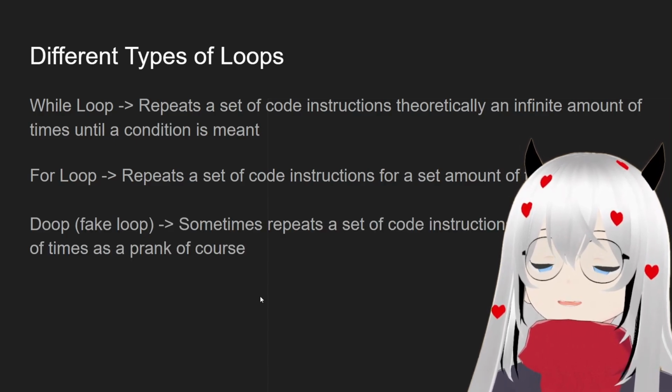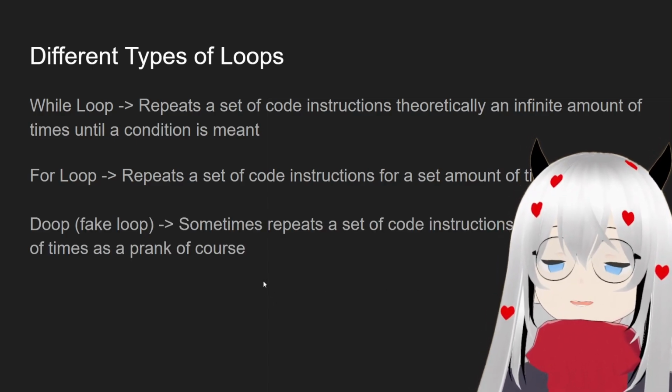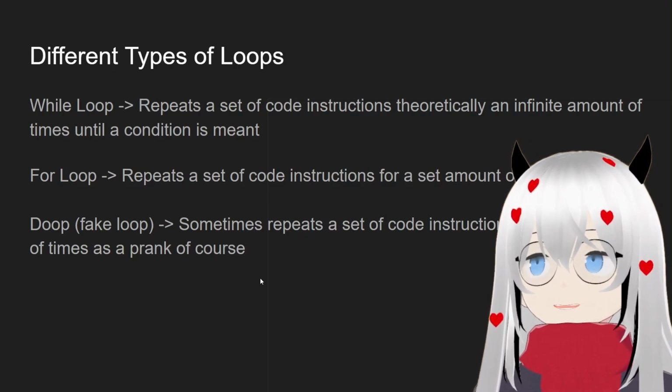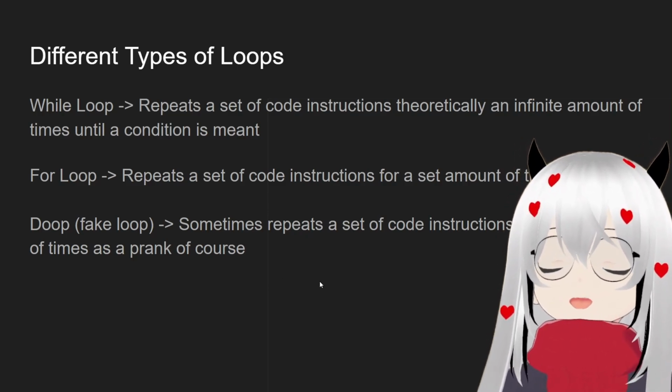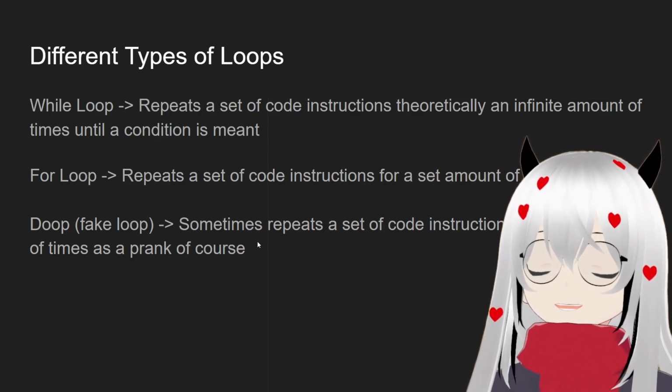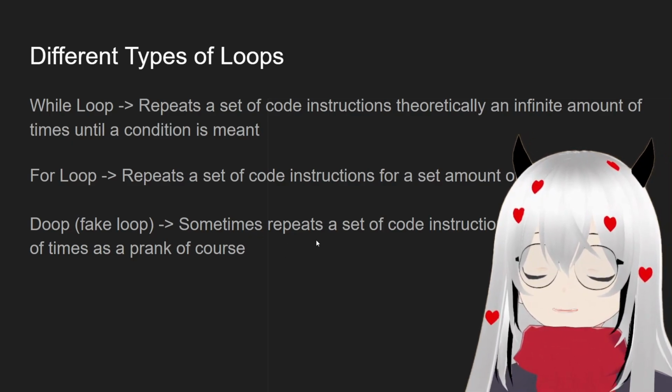Next type of loop is a dupe, which is known as a fake loop. It basically sometimes repeats a set amount of code instructions for a set amount of times as a prank. Always. I don't know why they made dupes in Java. It really doesn't make sense. They aren't useful at all. Nobody ever uses a dupe. I don't know. You're kind of stinky if you use a dupe.